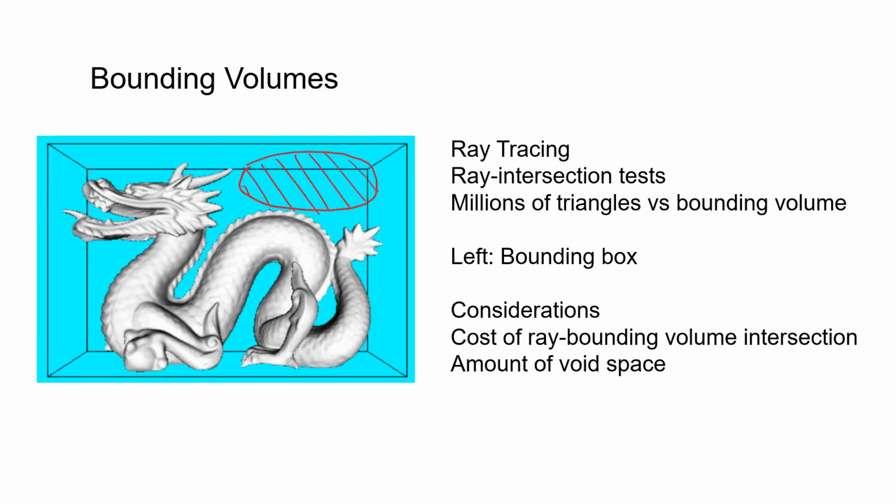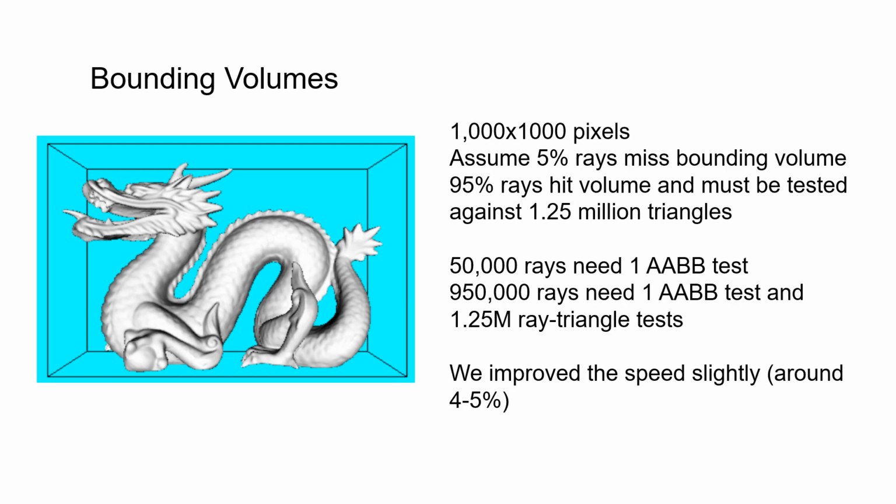Of those remaining rays, some will miss the object, such as the ones in red highlight here, and for those rays we have tested against all 1.25 million triangles at quite some cost. We would like to avoid this cost by minimizing any voids between the object and the bounding volume. We should aim to use bounding volumes that have a low cost of intersection. So for example, bounding boxes, as in this example, bounding spheres, bounding cylinders, they all have relatively low cost intersection algorithms. We will now look at the impact on time with an example.